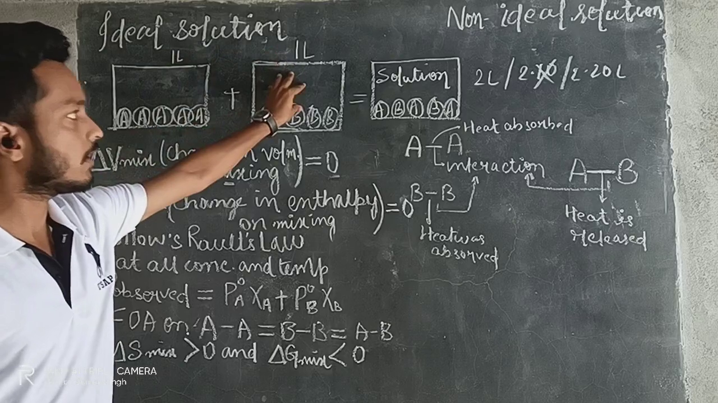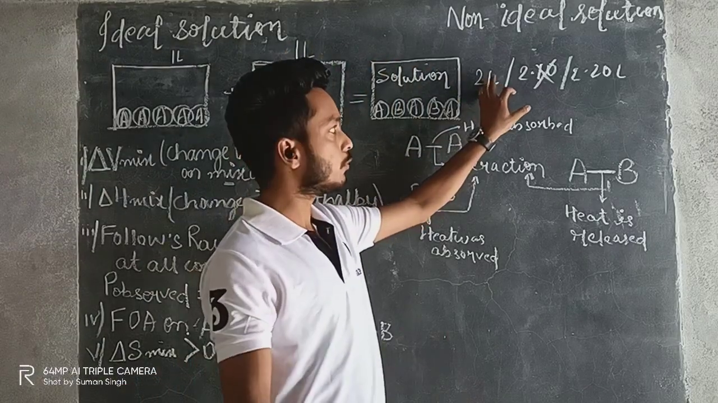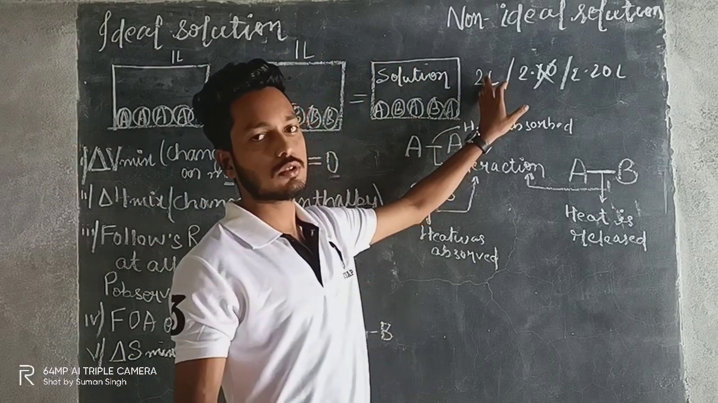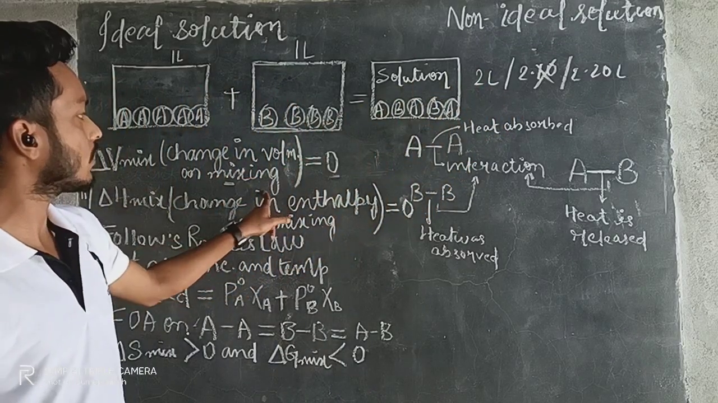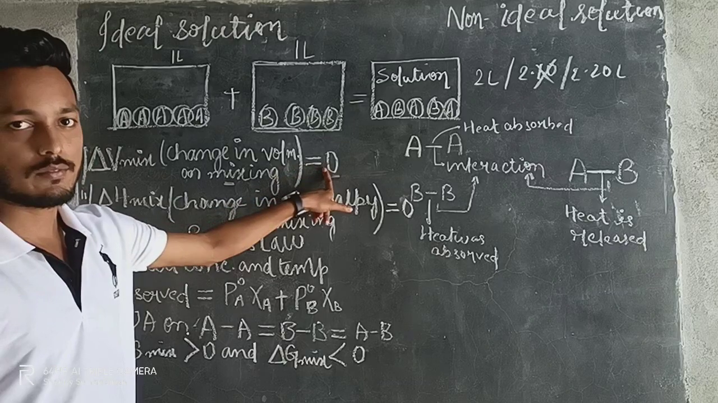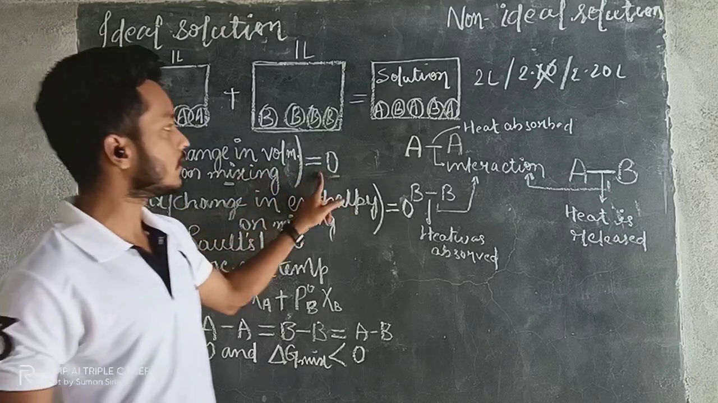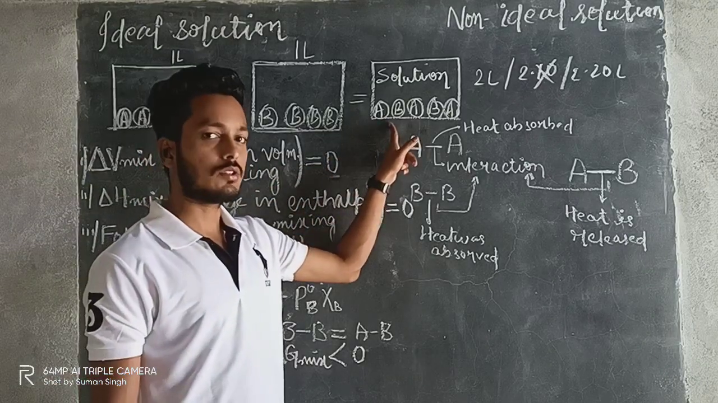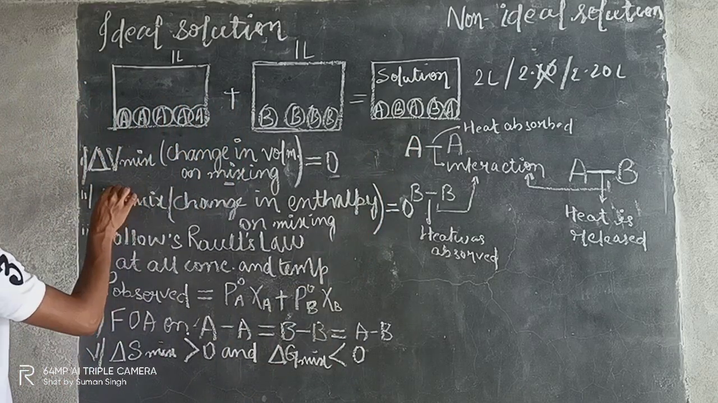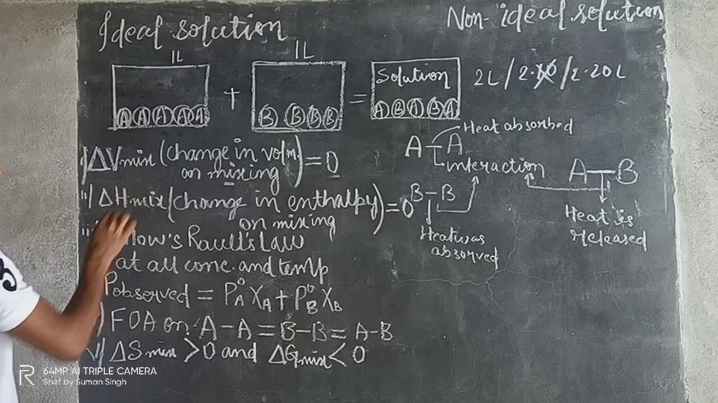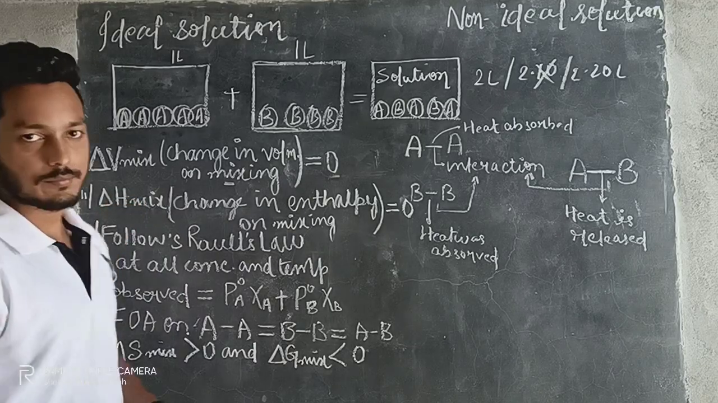When we mixed 1 liter and 1 liter, 2 liters came out, not 2.0, 2.10 or 2.20 or anything like that, only exactly 2 liters is coming out. So what we will say is that the change in volume on mixing is 0. Means delta V mixing is 0, then it is called what? Ideal solution. Okay. Now we will talk about delta H. I think in thermodynamics in class 11 you have learned about this enthalpy, right?